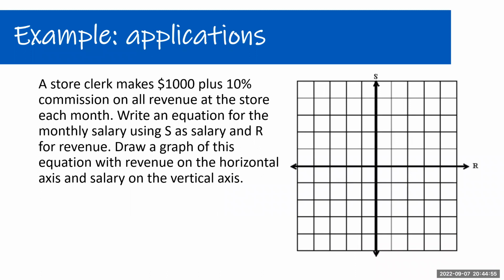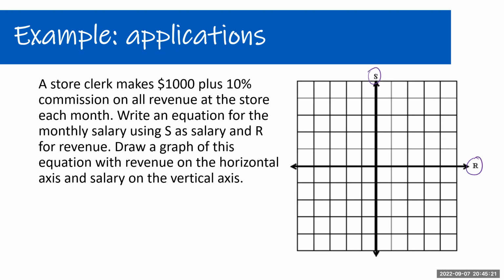Let's consider an application here. A store clerk makes $1,000 plus 10% commission on all revenue every month. So the first thing we want to do is write an equation for the monthly salary using S, and R for the revenue. We want to draw a graph of this equation with revenue on the horizontal axis and salary on the vertical. So S is here and R is here.